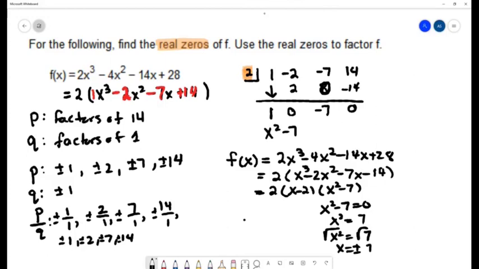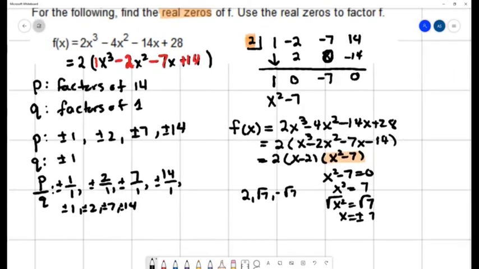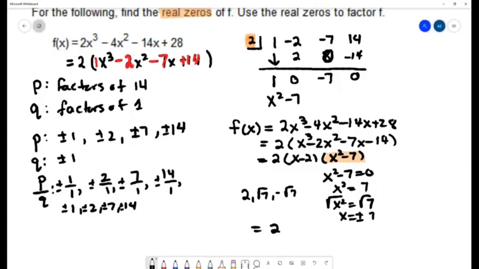So we've got our zeros of 2, square root of 7, and negative square root of 7, and we want to factor it completely, so this is not completely factored right now. We would factor that as 2 times x minus 2 times x minus square root of 7 times x plus square root of 7.